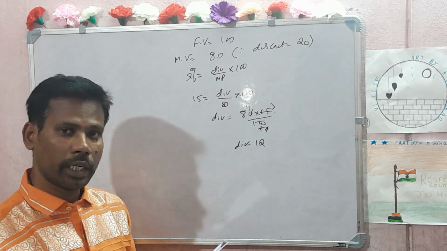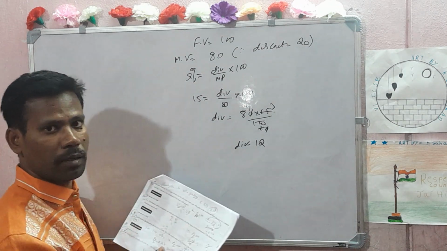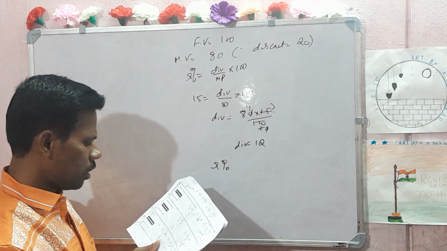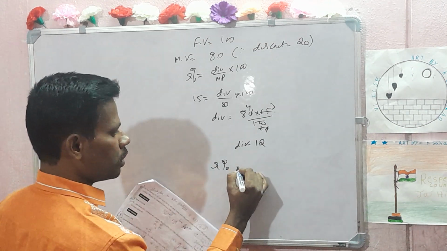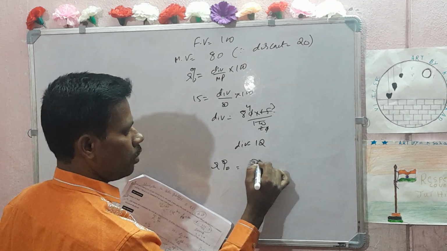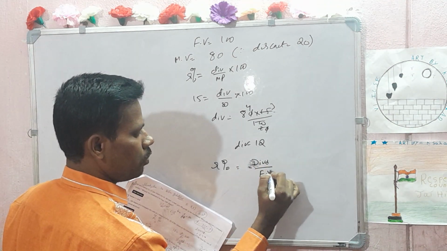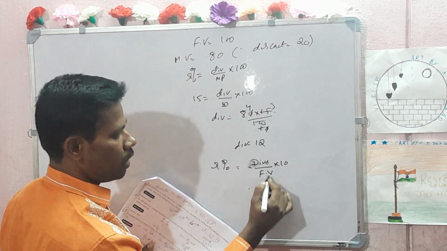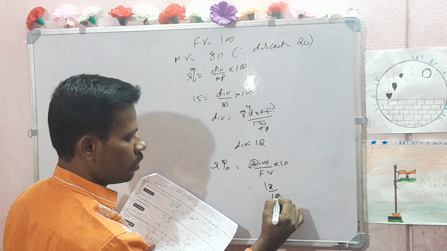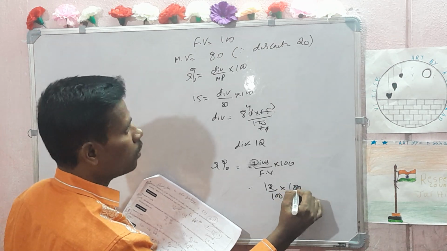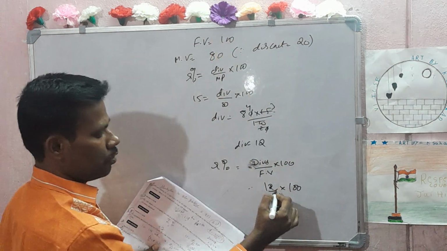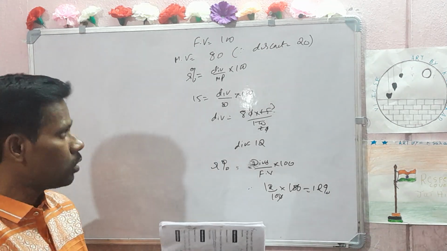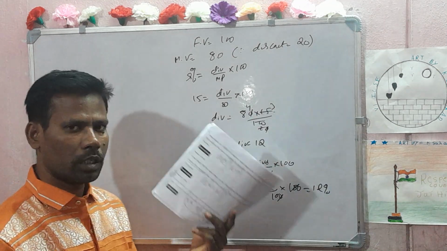Find the rate of dividend declared by the company. Rate percentage is equal to dividend by face value into 100. Just now we calculated the dividend. Now face value, what is the face value? 12 by 100 into 100. Face value is 100. So that is nothing but 12%. It's very simple. So this is somewhat different.